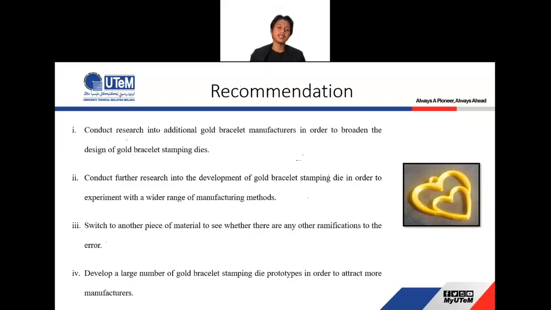So for the recommendations, the first one is to conduct research into additional gold bracelet manufacturing in order to broaden the design of the gold bracelet stamping dies. The second one is to conduct further research into the development of gold bracelet stamping die in order to experiment with a wider range of manufacturing methods. The third one is to switch to another material to see whether there are any ramifications to the error. And the fourth and final one is to develop a large number of gold bracelet stamping die prototypes in order to attract more manufacturers.